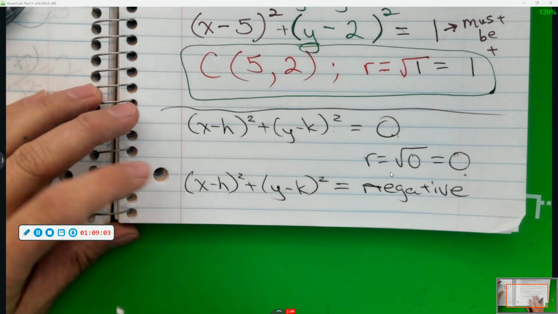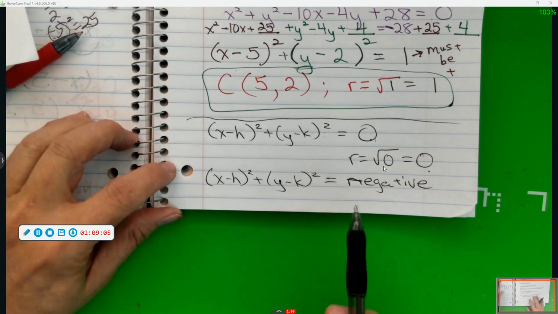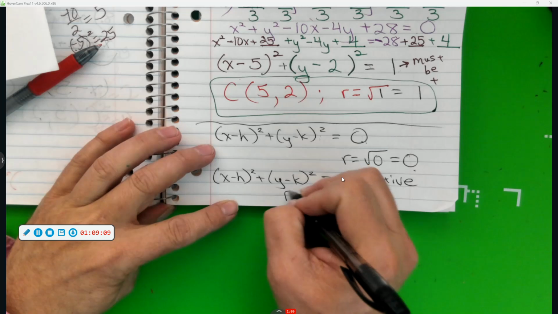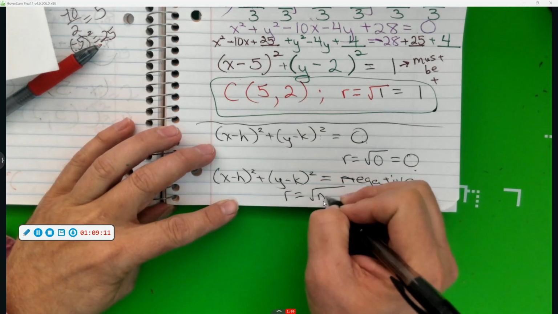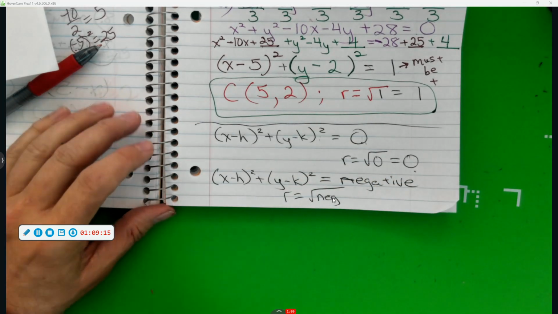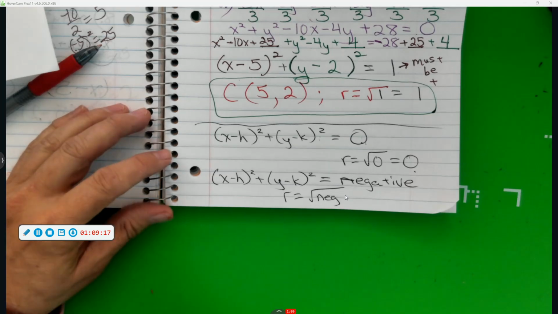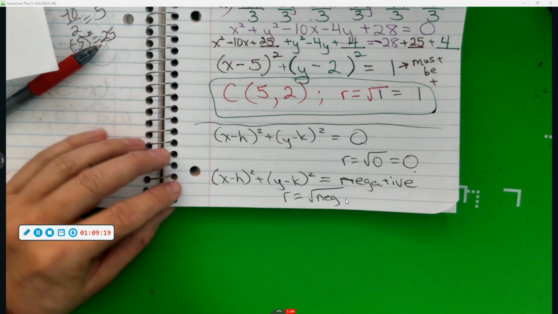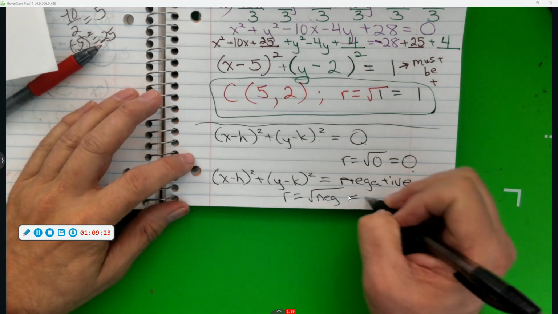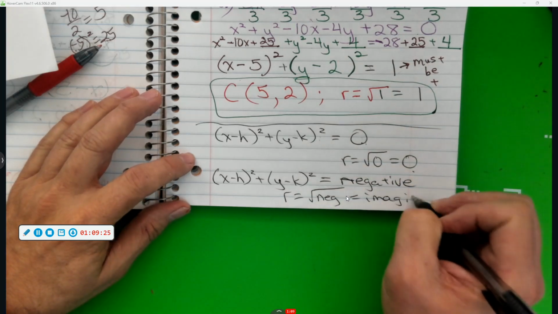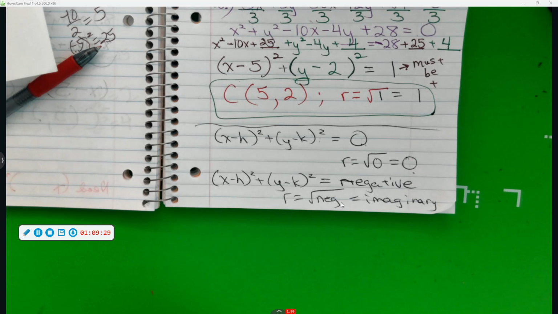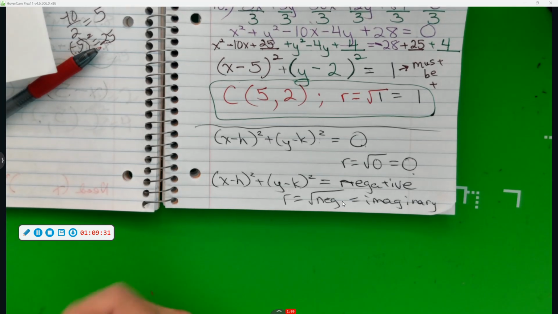Negative. Suppose you have a negative number on the right side. You're trying to take the square root of a negative number. What do we know about the square root of a negative number? Starts with an I. It's imaginary. Could you have a circle with an imaginary radius? No, that wouldn't make any sense.